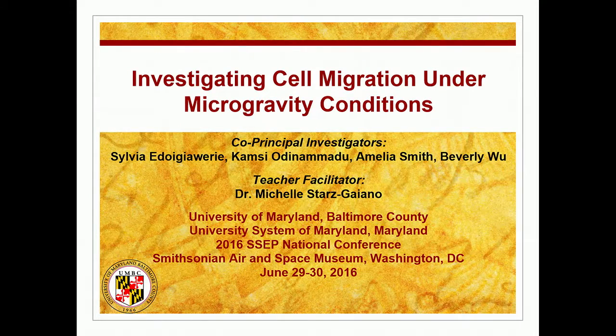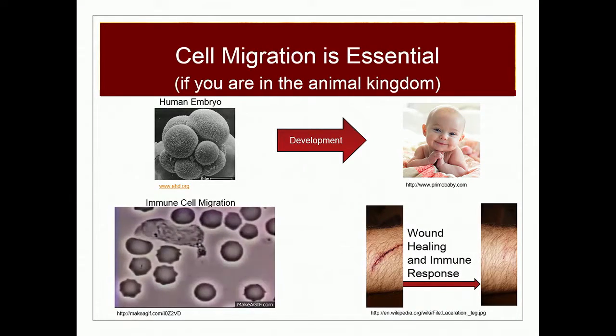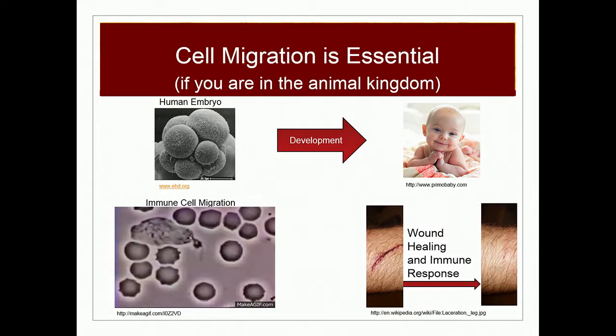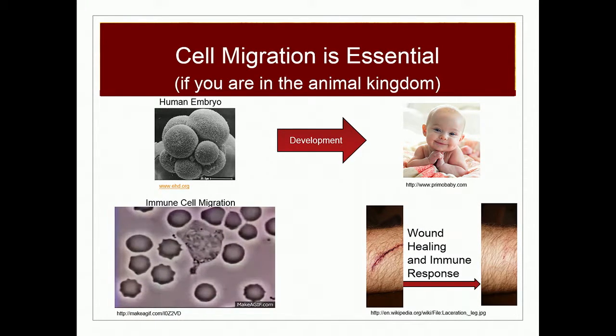And we are very excited to talk to you about our experiments today concerning cell migration under microgravity conditions. Okay, so cell migration is an extremely essential process from birth to death and every process in between. So in the human embryo, this ball of cells has to be able to migrate in order to allow the embryo to develop into an actual organism.